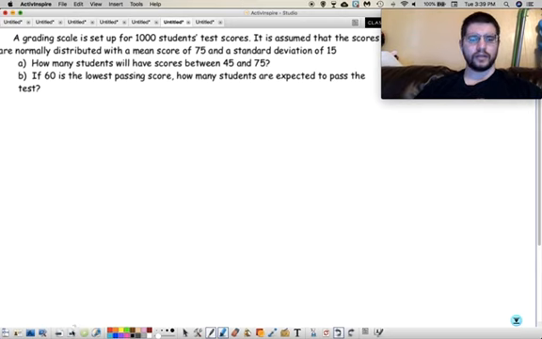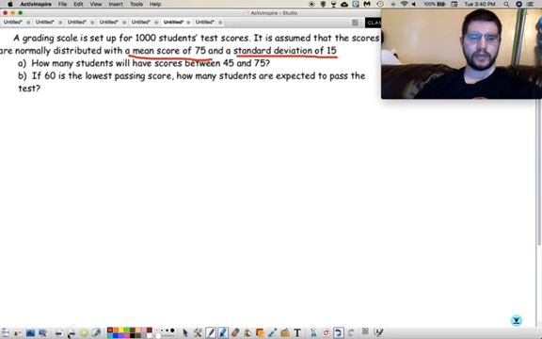Our grading scale is set up for 1,000 students' test scores. It assumes that the scores are normally distributed with a mean of 75, standard deviation of 15. How many students will have a score between 45 and 75?